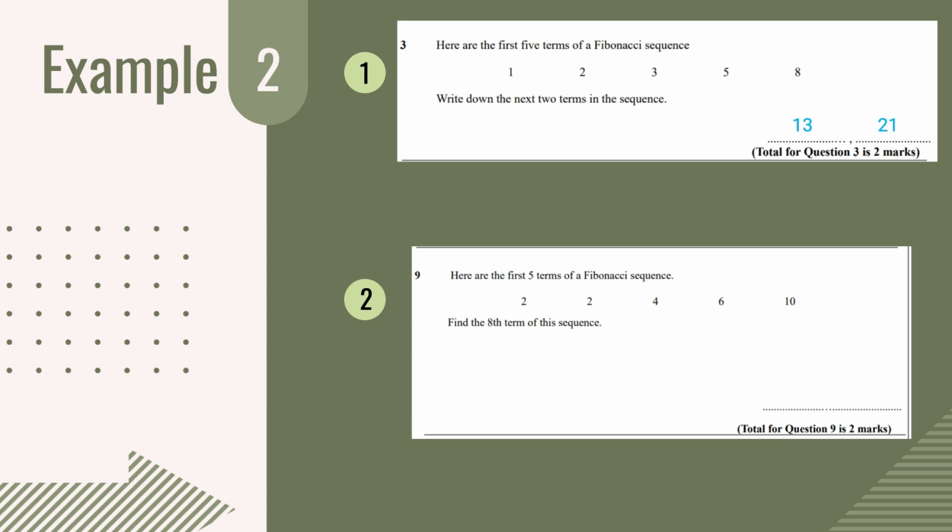And these are our first 5, so we must do this 3 more times. So, 6 plus 10, 16, 10 plus 16, 26, 16 plus 26 equals 42. So our answer would be 42.